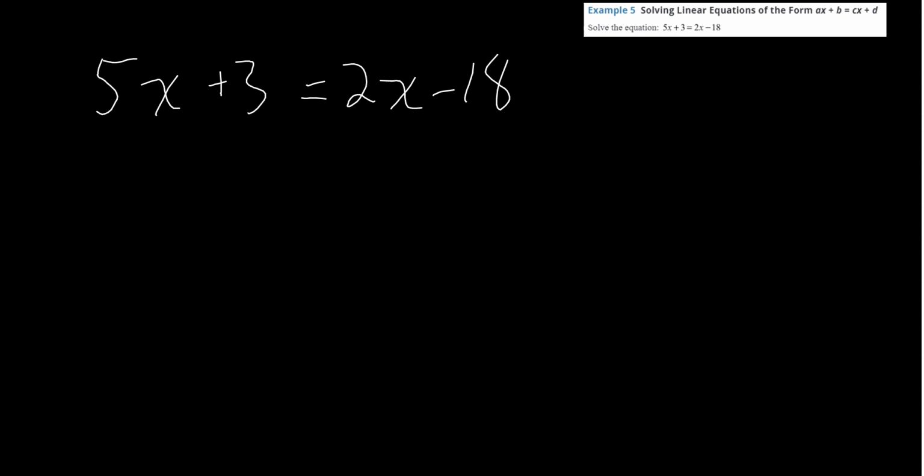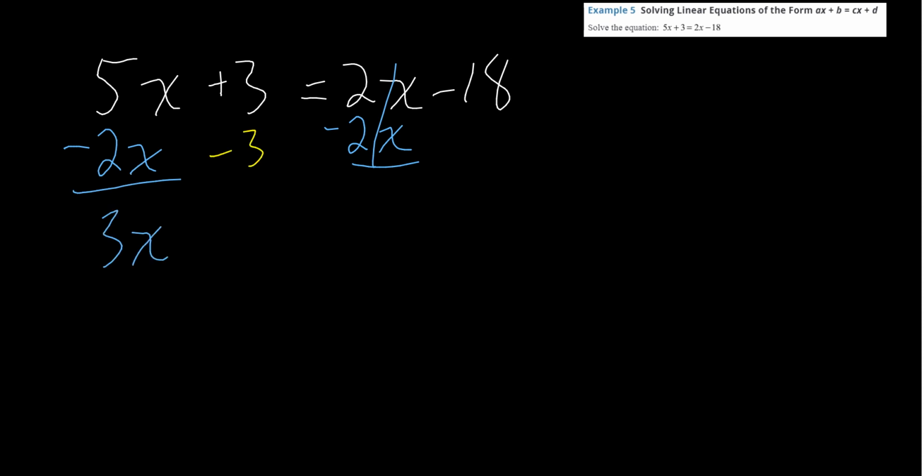So here's what we're going to do. We're going to say minus 2x here. That's gone. Then minus 2x over here. That means that gets 3x. We're going to subtract 3 from this side, and then subtract 3 from this side. So negative 18 minus 3 is equal to a negative 21. And that's my problem so far.